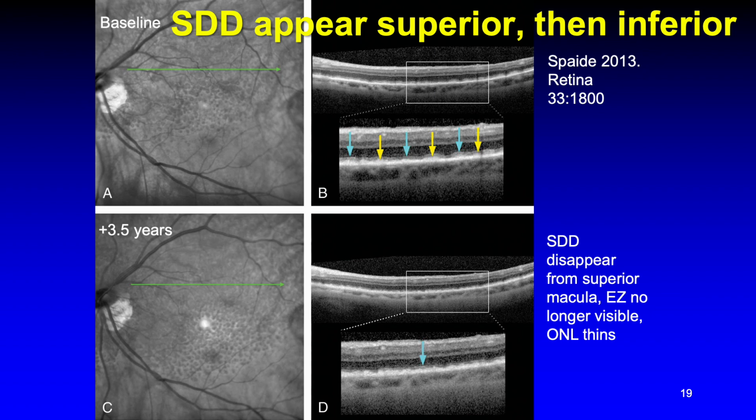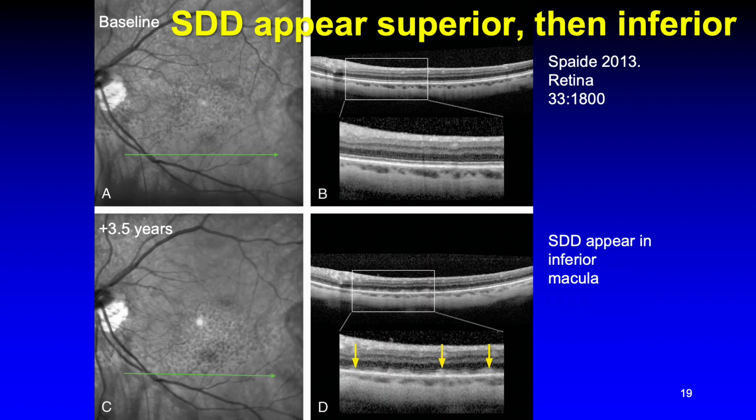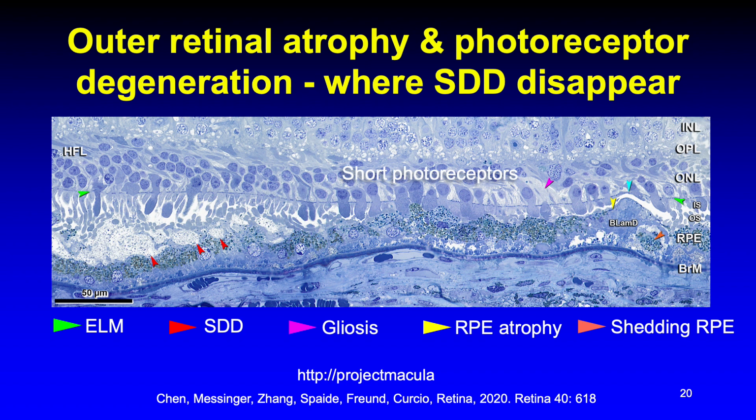In 2013, Rick Spaide demonstrated that SDD are dynamic. SDD present at baseline on the top disappear from superior macula 3.5 years later on the bottom. This is called outer retinal atrophy, in which the photoreceptor layers simply collapse. Over the same time, the deposits appear in inferior retina. In this histologic example of outer retinal atrophy, photoreceptors shorten where the SDD have disappeared. The RPE is intact, basal laminar deposit is continuous, and the Mueller glia become gliotic.